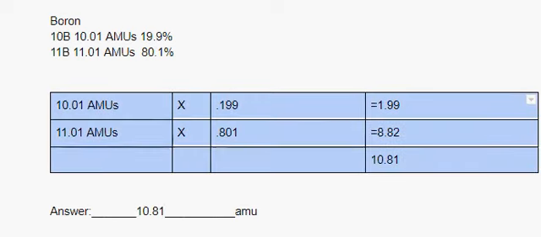I strongly, strongly encourage you to set it up this way. Where you'll make a mistake is moving the decimal over, so try to remember not to make that mistake. Okay? So that's it for this kind of problem.